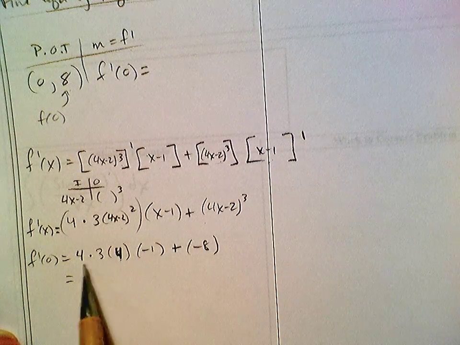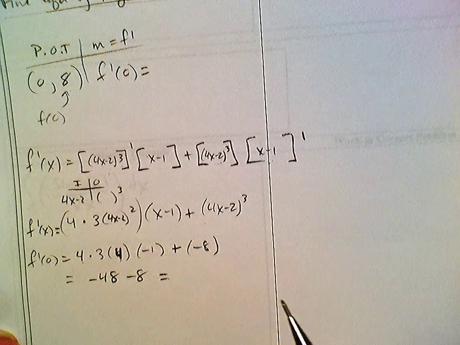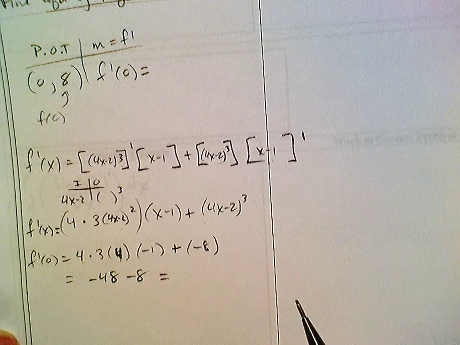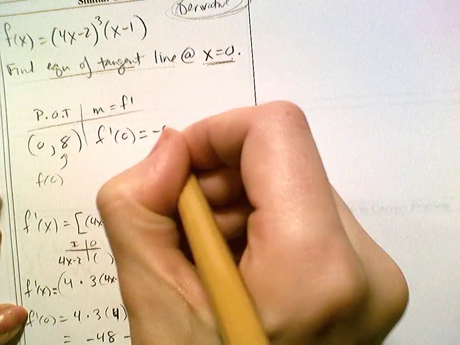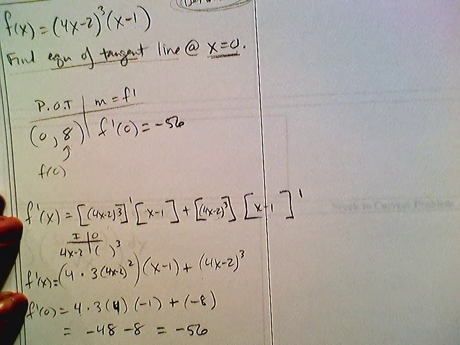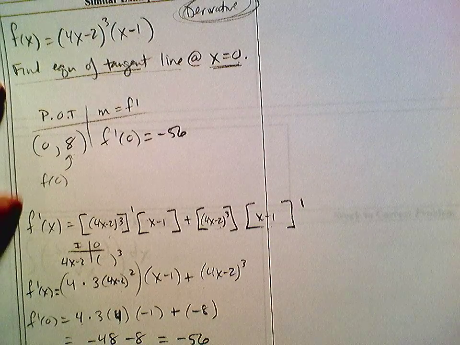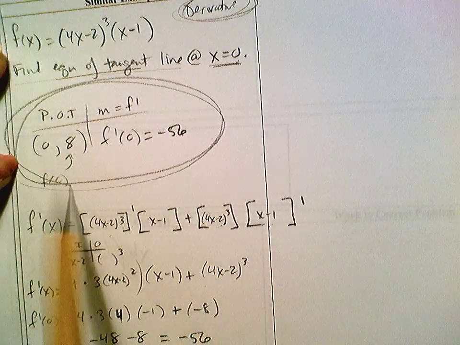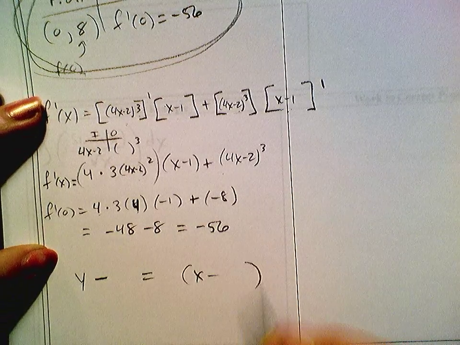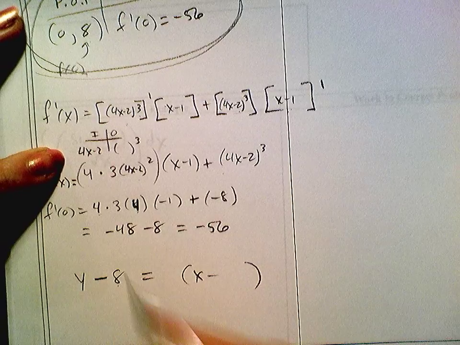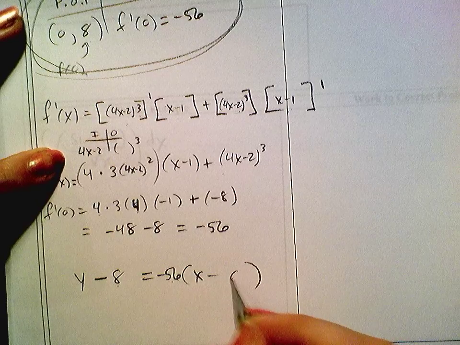All right, that's 12 times 4 is 48, so that's negative 48 minus 8. I think I'm doing this right, this is negative 56. All right, so the slope is negative 56. Okay, that's a big slope. And now you've got to take this information and plug it into the point slope formula. So y minus blank equals blank, x minus blank. So in here goes our y coordinate, and here goes our slope, and in here goes the x coordinate.